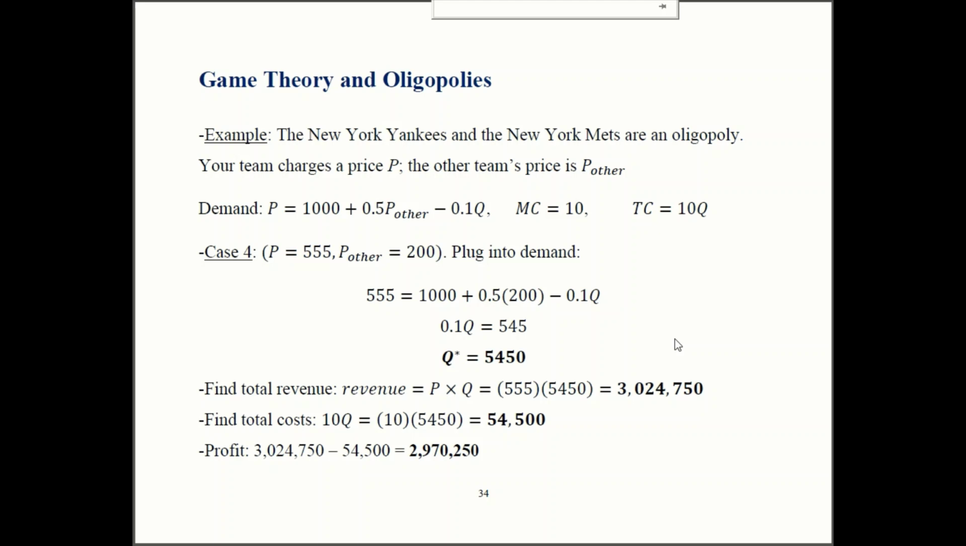All right, let's find revenue. That's price times quantity. Price here is 555. Quantity we established is 5450. That comes out to around 3 million. Total costs are 10 times Q. So if Q is 5450, 10 times that is going to be 54,500. If you find profit by doing total revenue minus total cost, you get a number that's a little bit under 3 million.